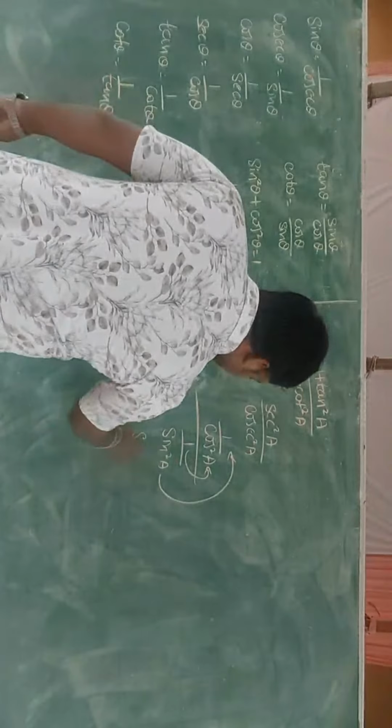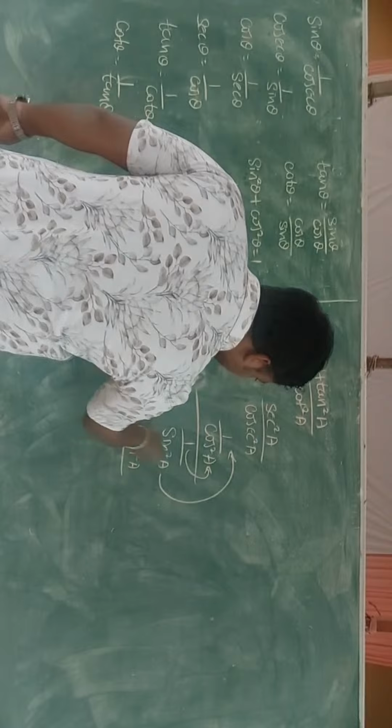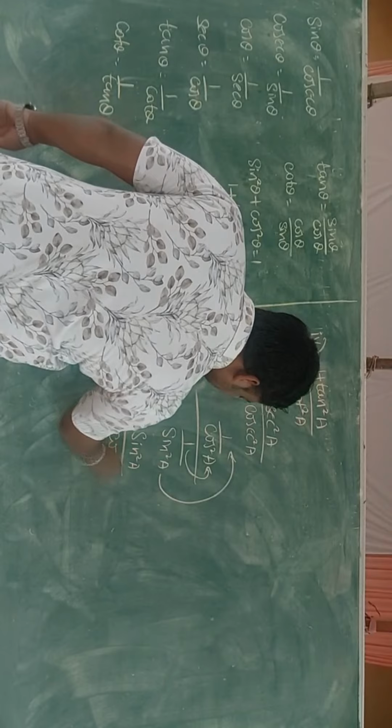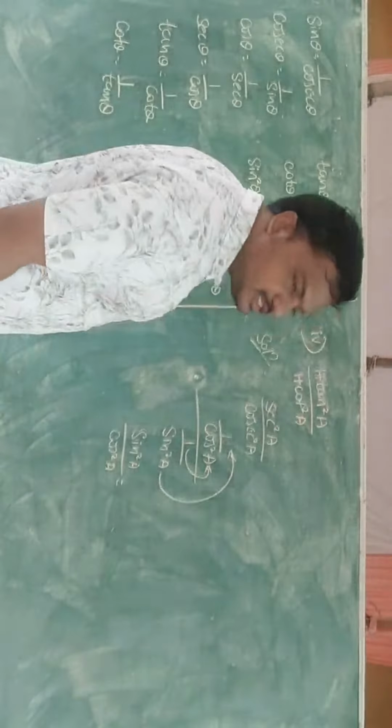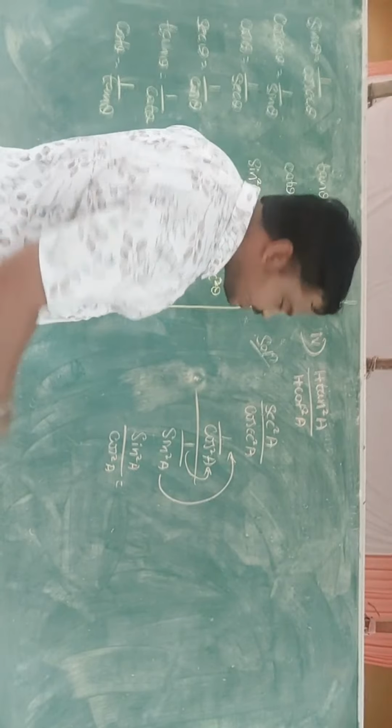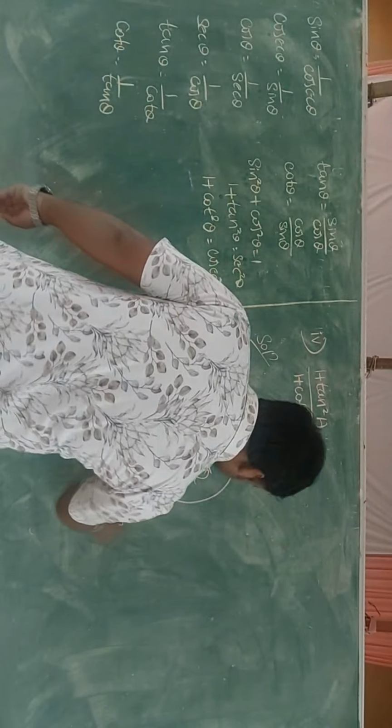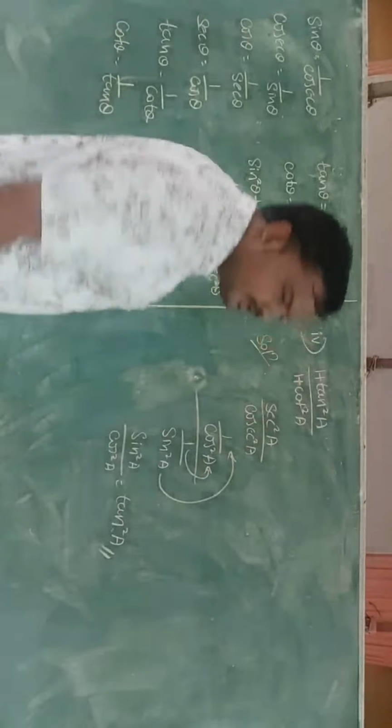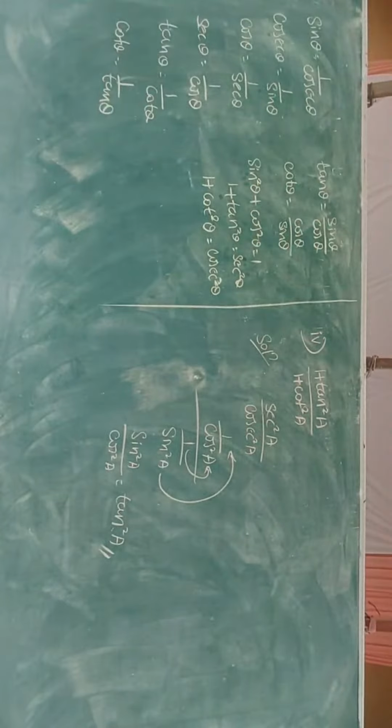So sin square A into 1 is sin square A, and cos square A into 1 is cos square A. Sin upon cos is nothing but tan, and with the square, it is tan square A. Option D, tan square A.